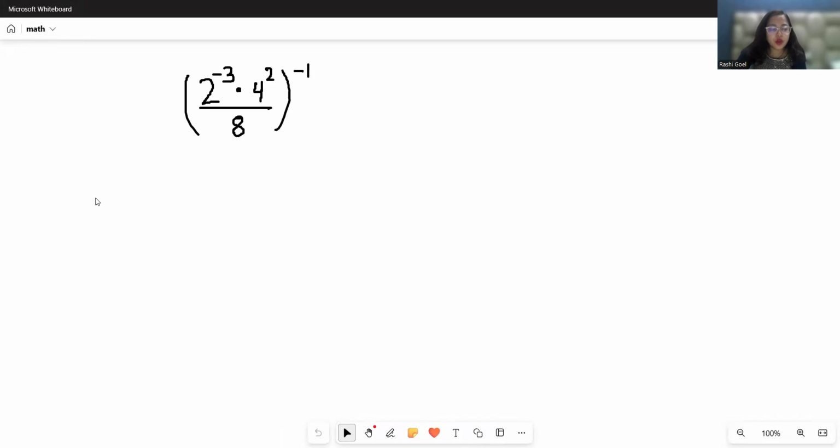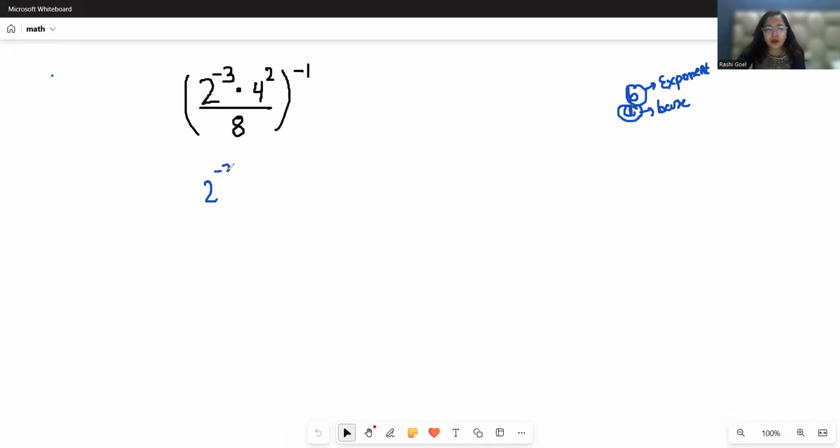We are going to solve this tricky negative exponent problem: (2 power minus 3 times 4 power 2 by 8) whole power minus 1. So let's start. So we know that if it's a term a power b, a is the base and b is the exponent. So in this simplification, I am converting all the bases in terms of 2.